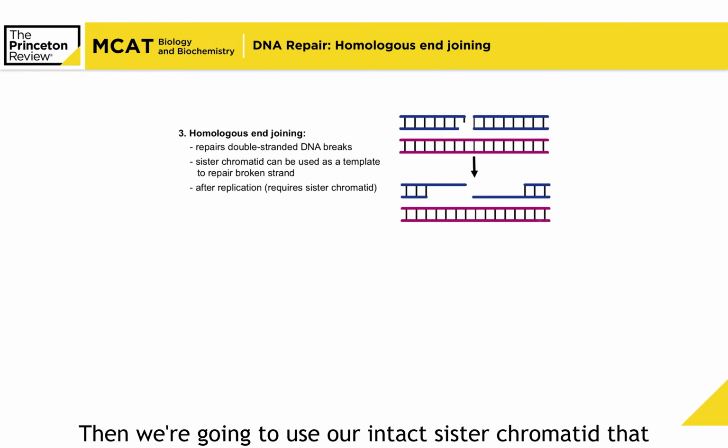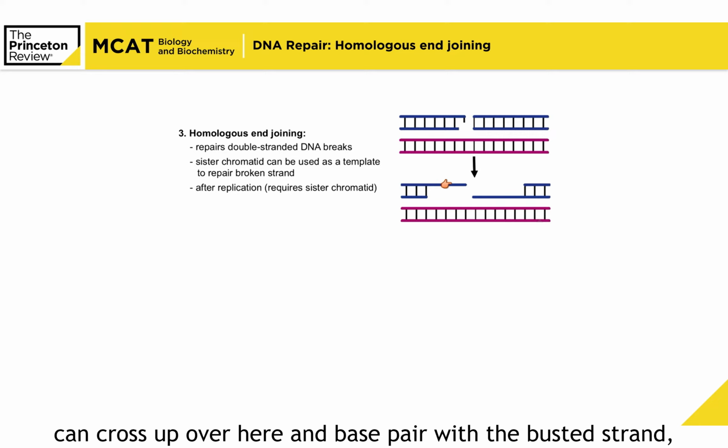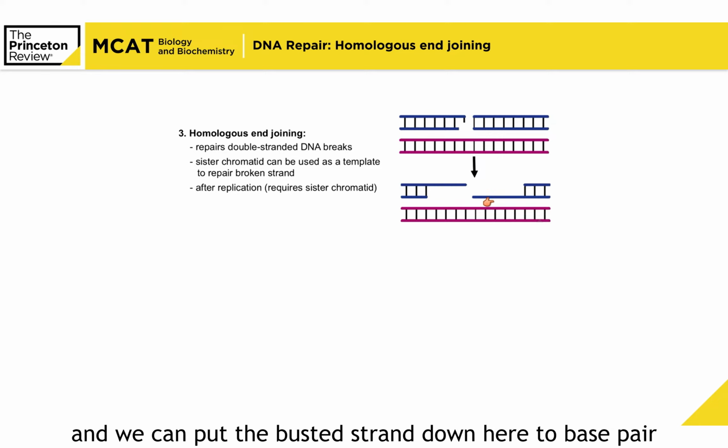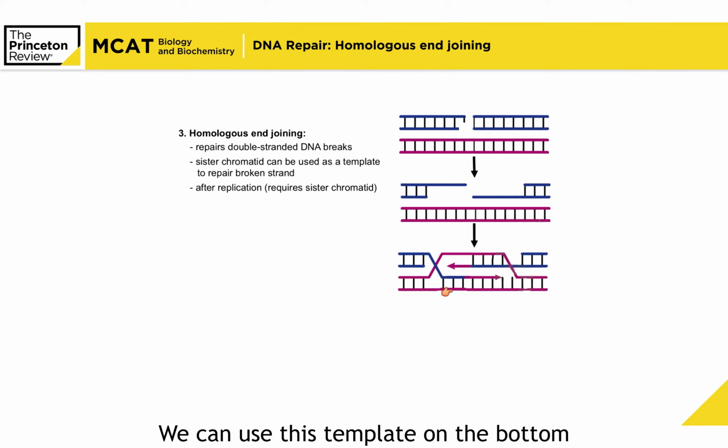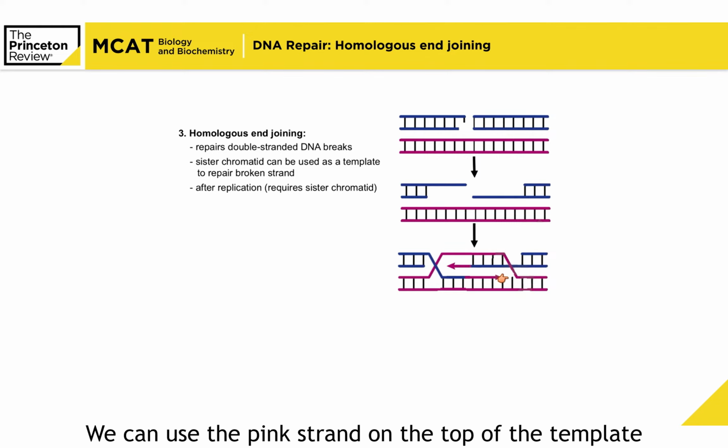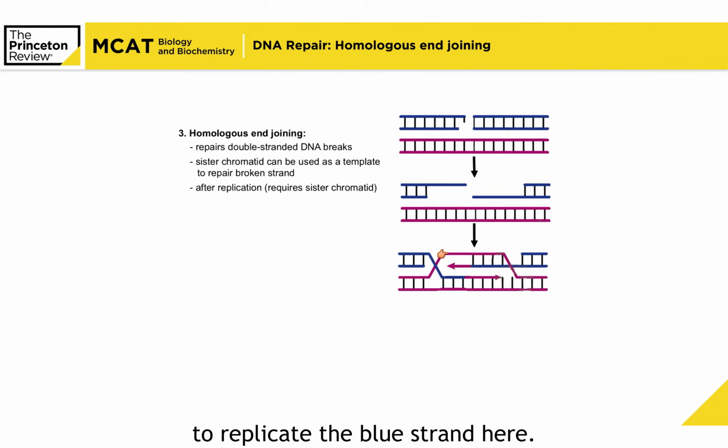Then we're going to use our intact sister chromatid that can cross up over here and base pair with the busted strand. And we can put the busted strand down here to base pair with the sister chromatid, so it ends up looking like this. And now we can use these two strands to replicate each other. We can use this template on the bottom here to replicate the blue strand. We can use the pink strand on the top of the template to replicate the blue strand here.